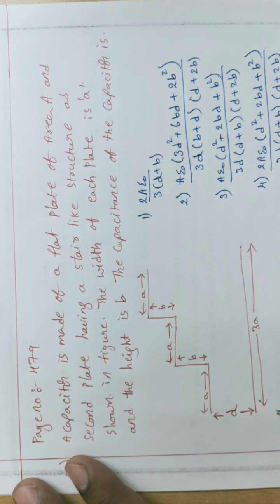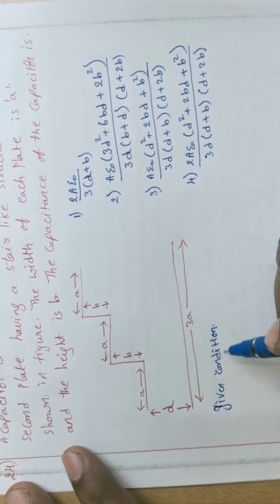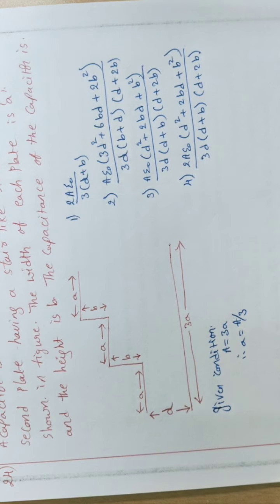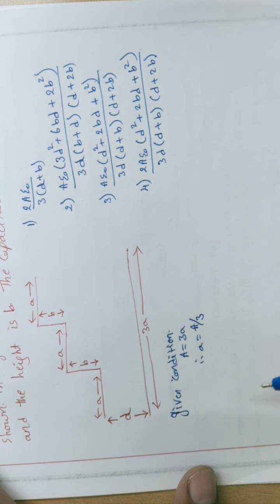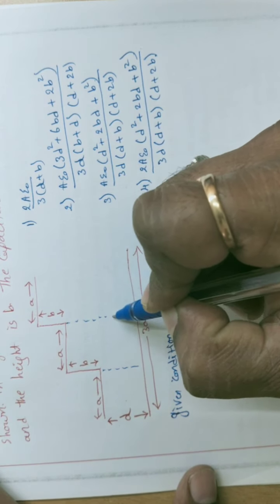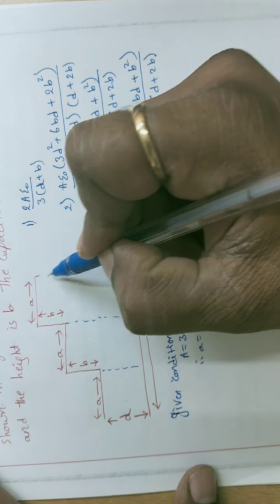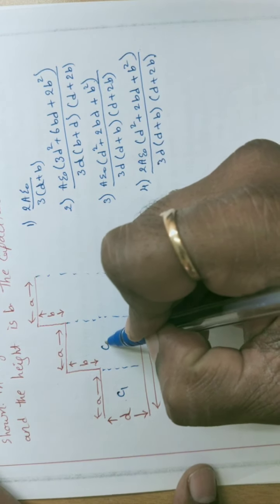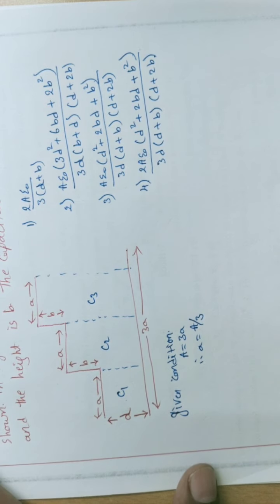From the given conditions, the total area is equivalent to 3A. From that I am taking small a equal to A by 3. See students, this part behaves as one capacitor, this part behaves as another capacitor, and this part acts as another capacitor. Let me call them C1, C2 and C3.